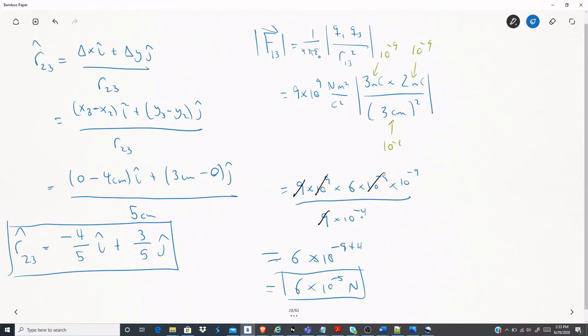That's a 9. Now we'll compute the magnitude of the force that charge 2 exerts on charge 3. So this will be 1 over 4 pi epsilon 0, absolute value of charge 2 times charge 3, divided by R23 squared.